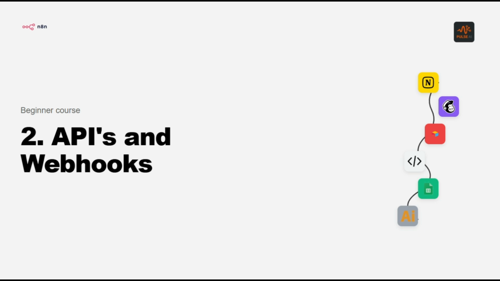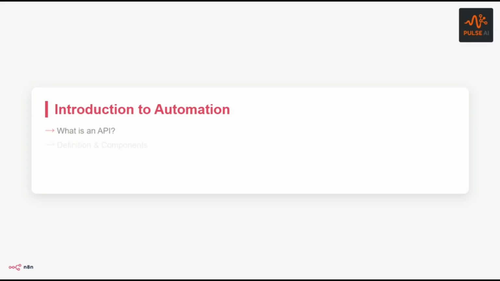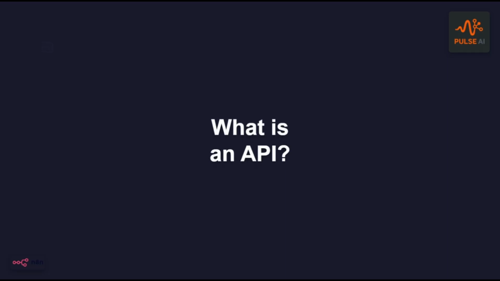Today we will be talking about APIs and webhooks, two very important notions that you need to understand before building your first n8n workflows. In this video, we will be covering what an API is, as well as a definition and an explanation of its main components, and we will be talking about webhooks, sometimes called reverse APIs.